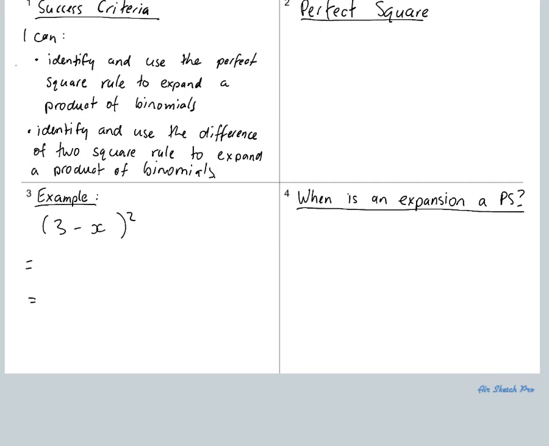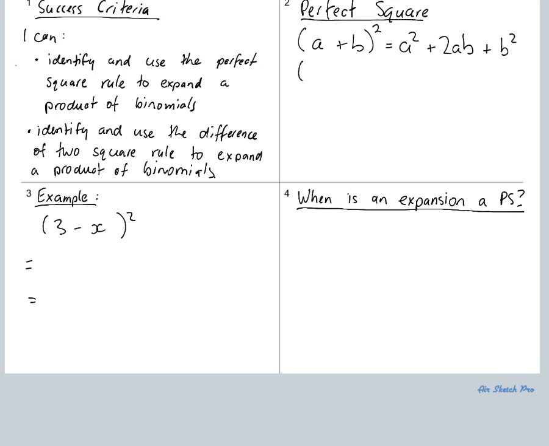So the perfect square rule is like this. A plus B, so two terms added together, and the whole thing is squared, is equal to square that first term plus 2 times A times B. So multiply the two terms together and double it, plus square the last term, or the second term. So it's A squared plus 2AB plus B squared.